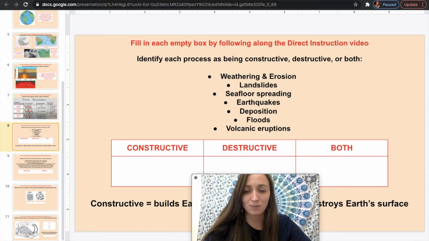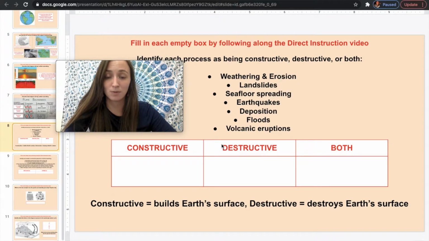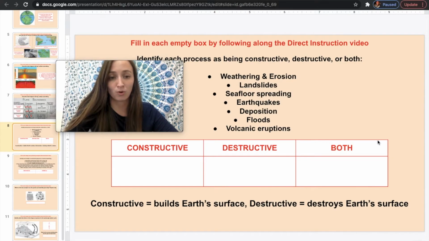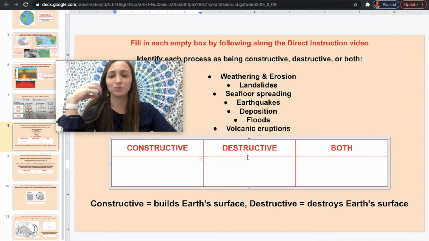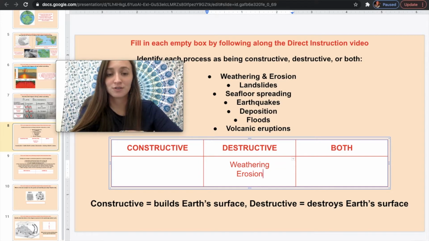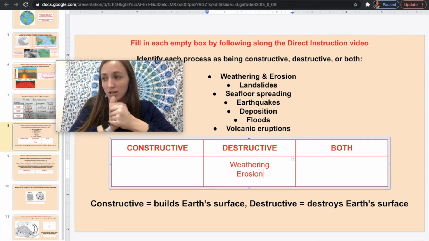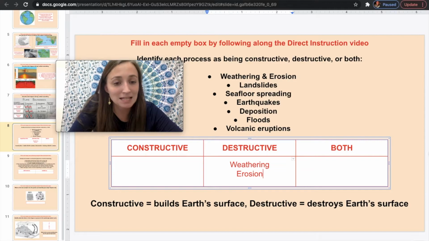So for each of these processes, we need to label them as being either constructive, so building up, destructive, destroying, or both, because some things can be both. So first, we have that weathering and erosion. That's when actual weather is going to hit the Earth's surface and cause it to break down. So since it's breaking down, that is destructive. So same thing with erosion. Weathering and erosion, destructive.